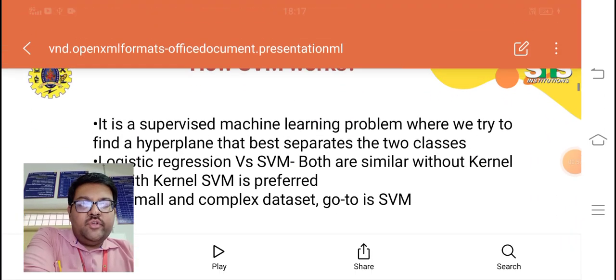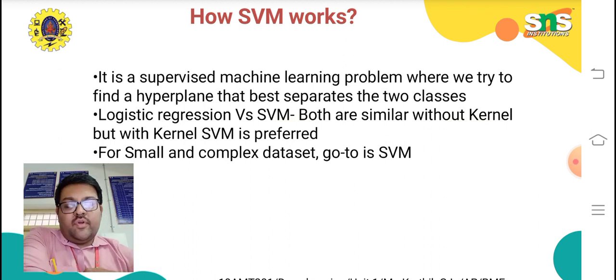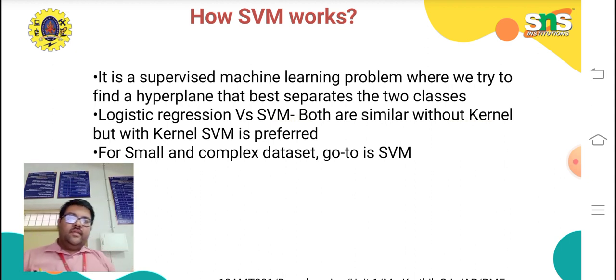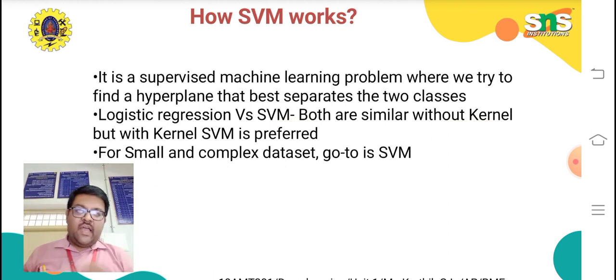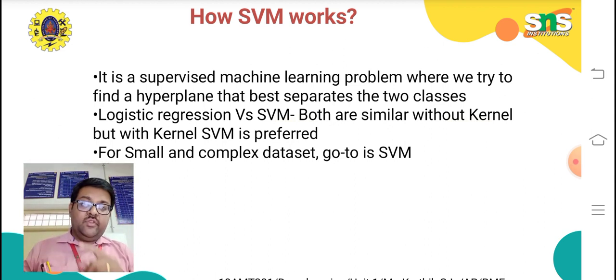It is a supervised machine learning problem where we try to find a hyperplane that best separates two classes. In perceptron, we saw a separating line in a graph that actually separates the samples, right? So it is a separating line that we saw in perceptron. It's two-dimensional, but in SVM we use three-dimensional. In three dimensions, it will have a hyperplane.